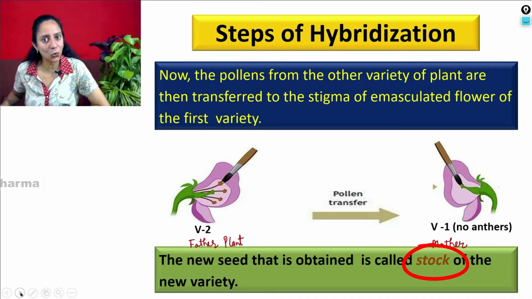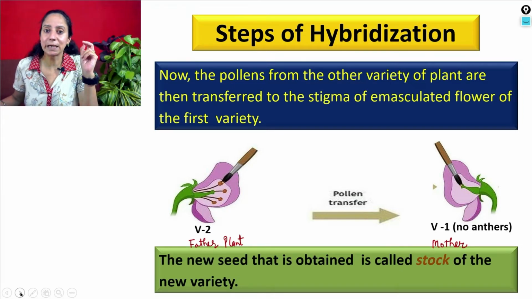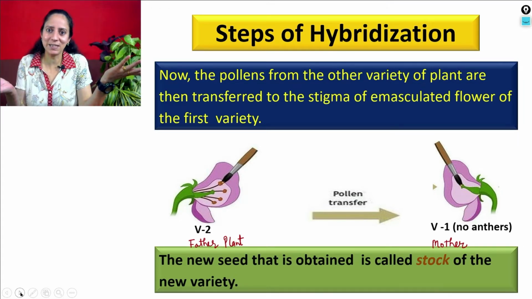Plant breeder will grow these seeds and then check whether the desired characters for which he did this experiment are there or not. If they are there, then it's a new variety. It is handed over to the farmer.